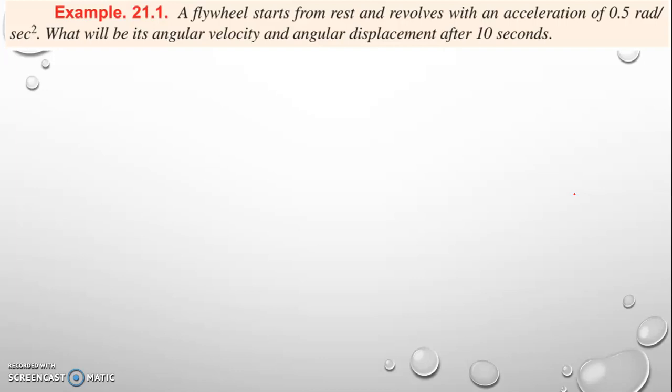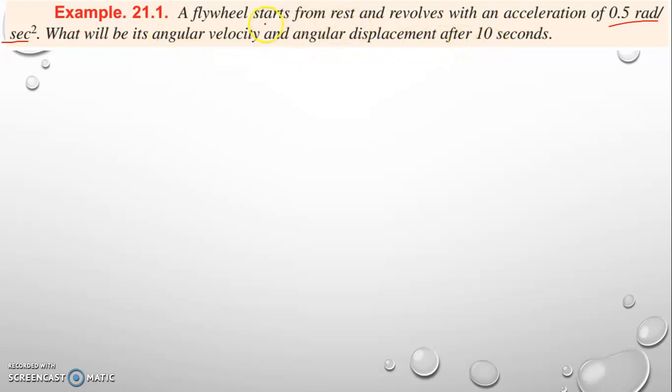A flywheel starts from rest and revolves with an acceleration of 0.5 radians per second square. So they have given the value of alpha as 0.5 radians per second square. Remember the unit is radians per second square. What will be the angular velocity and angular displacement after 10 seconds?